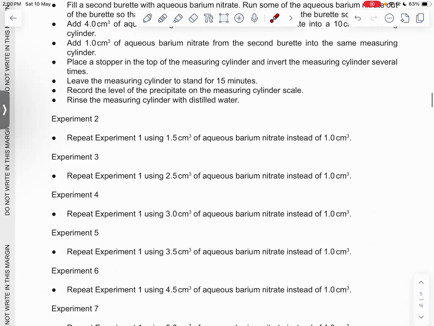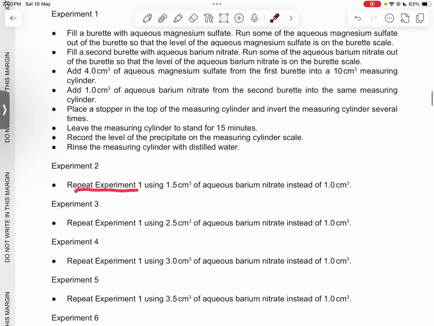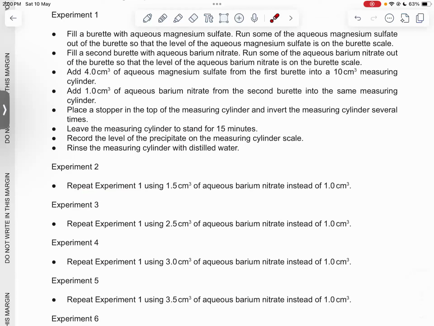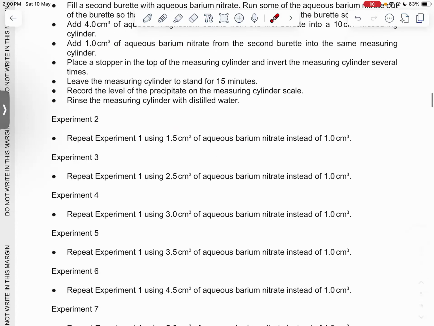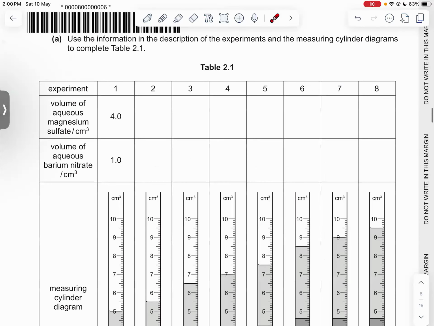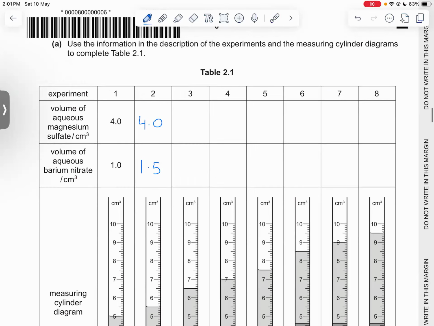Now in experiment two, they repeated experiment one, but instead of using 1 centimeter cube of barium nitrate, they use 1.5 centimeter cube of barium nitrate. And the magnesium sulfate, they just use the same amount, right? Magnesium sulfate, they still use the same amount, 4.0, but over here they use 1.5.